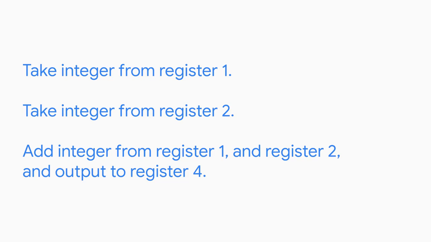Instead of generating binary code, computer scientists could program using machine instructions, just like this. Take integer from register 1, take integer from register 2, add integer from register 1 and register 2, and output to register 4. This example makes it look like a human could read it. But don't be fooled. Let's take an example of saying something simple like hello world in assembly language.